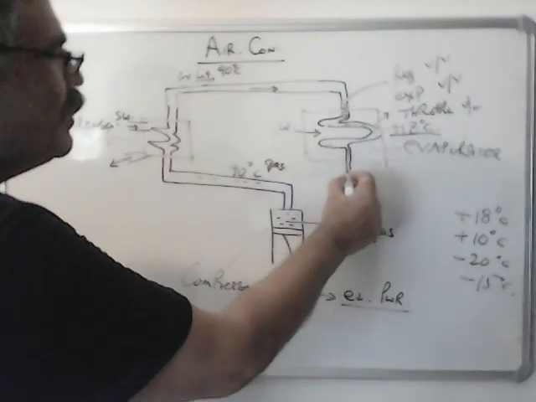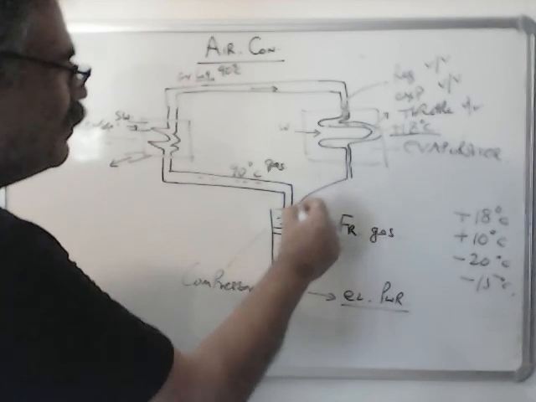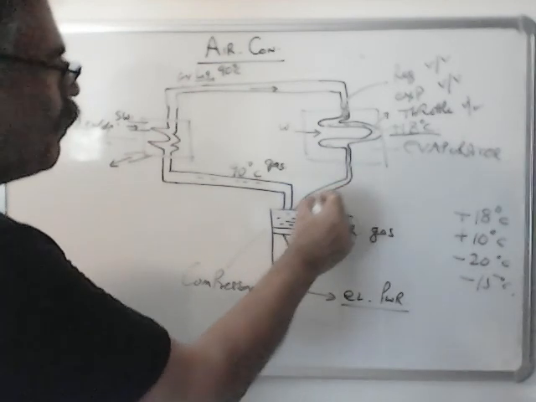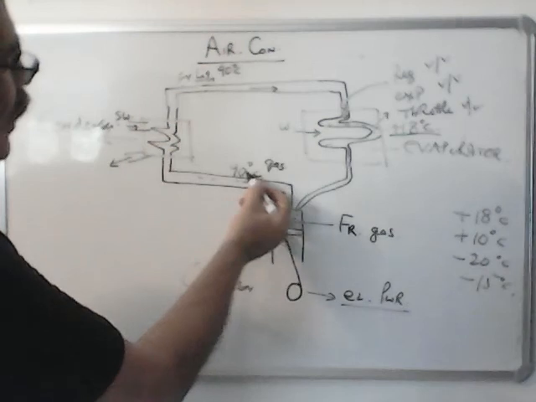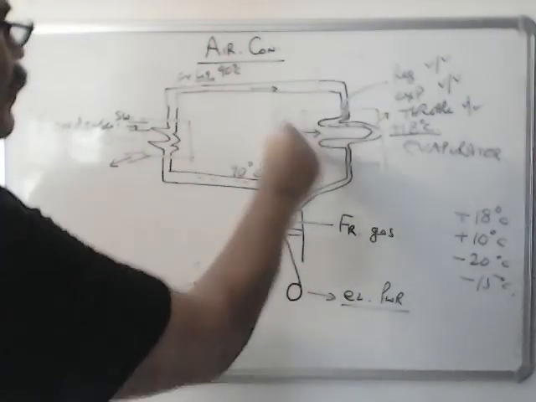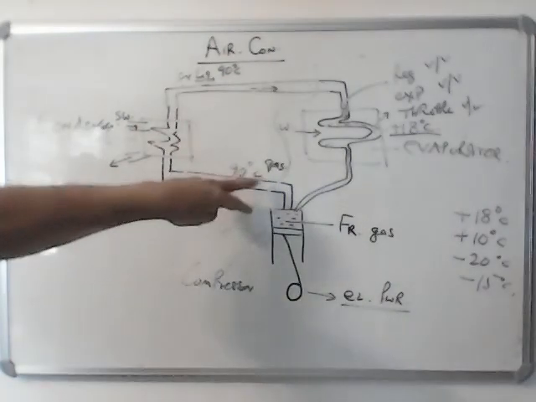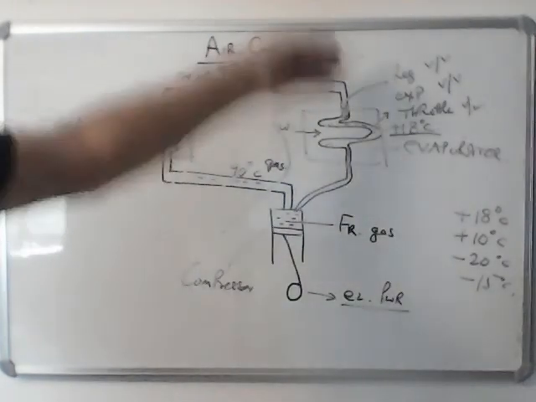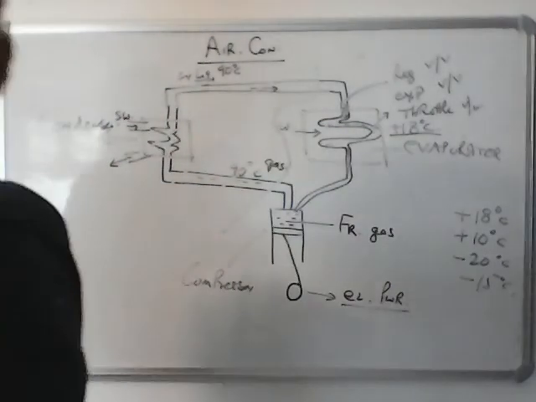Finally, this gas goes back to the compressor. Again it is compressed, again the cycle starts, 90 degrees centigrade. So this is the hot area. This area is the hot area, 90 degrees centigrade, gas, liquid, and this is the cold area. So this is the principle of air conditioning.